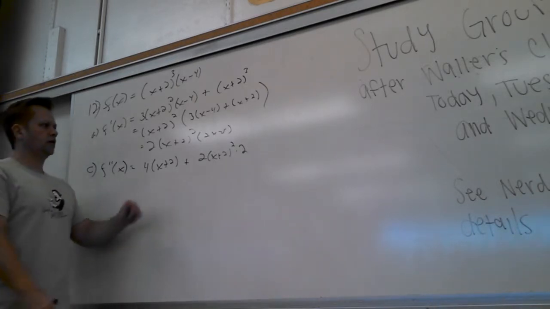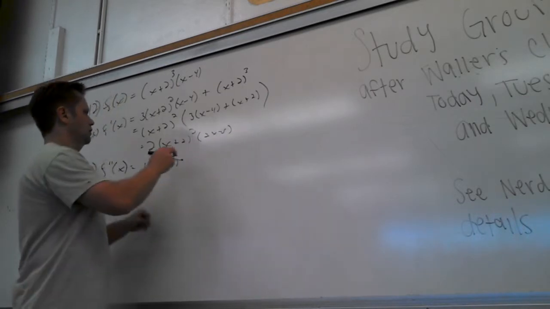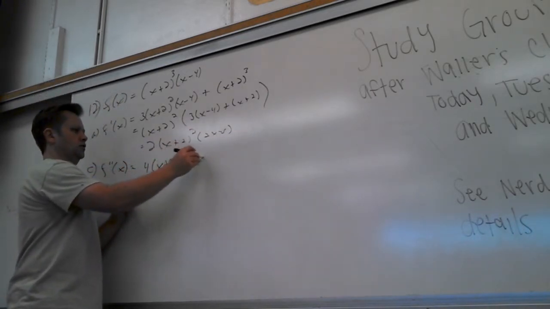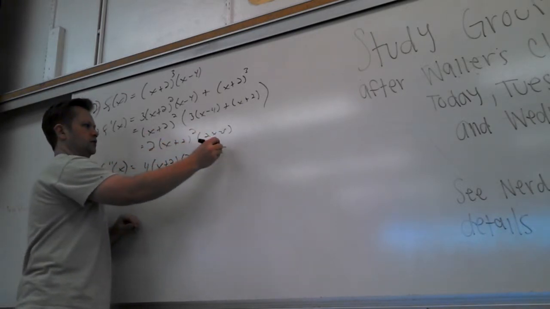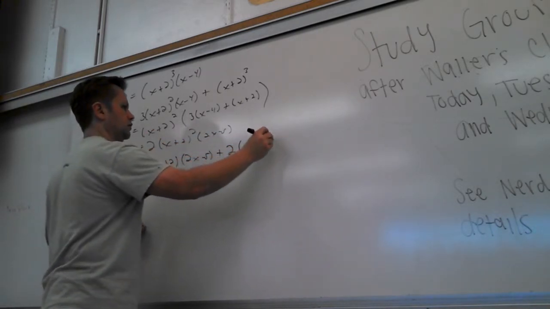Oh, wait. It's not alright. You shouldn't be saying sorry. So 4x plus 2 times 2x plus 5. There you go. Plus, so derivative of this times this plus this times the derivative of this.